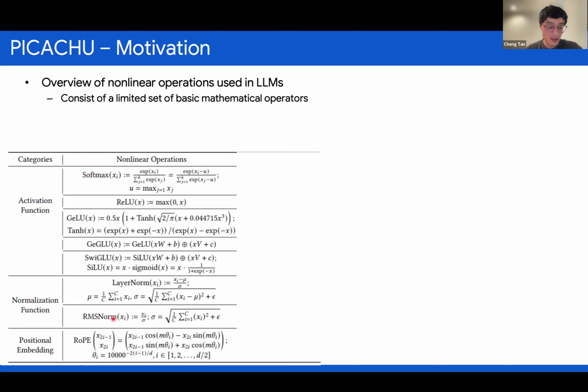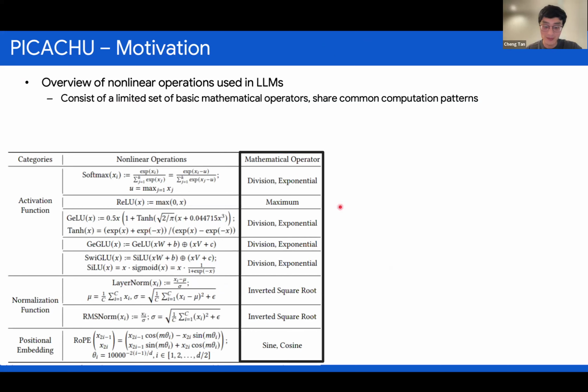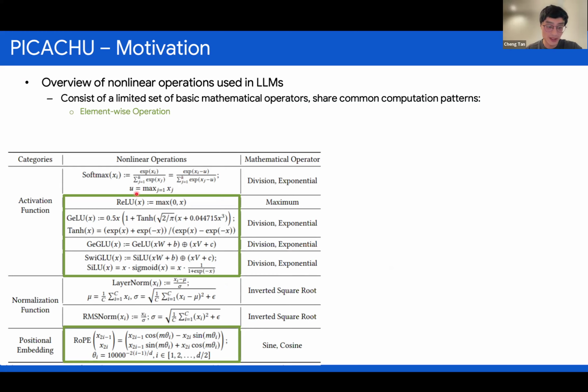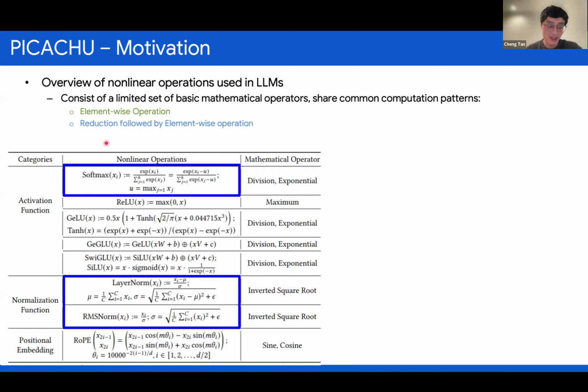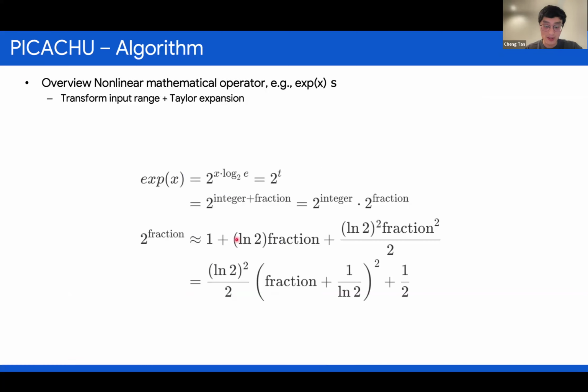And for all the nonlinear operations, even though they are different and evolving daily, they share some basic operations like division, exponentiation, inversion, sine, and cosine. And for the data flow, we can categorize them into element-wise operations and reduction followed by element-wise operations, like softmax and norm.